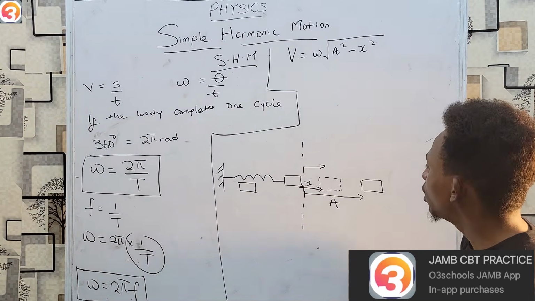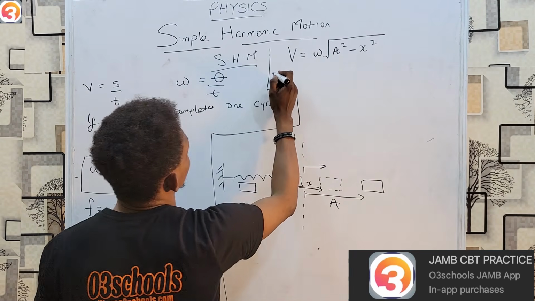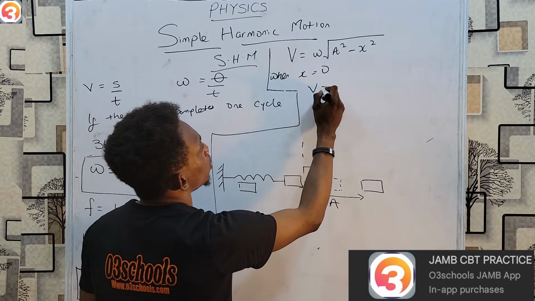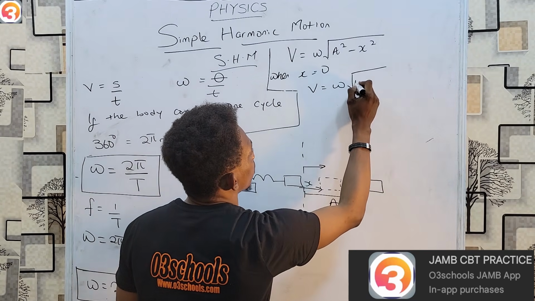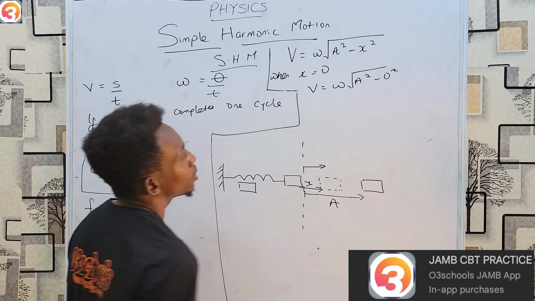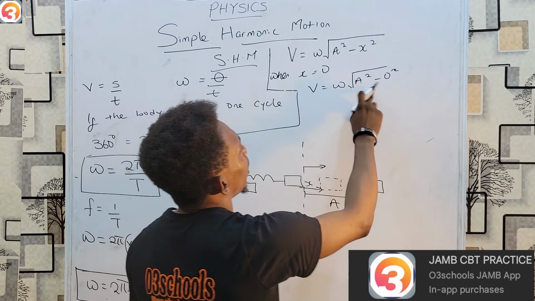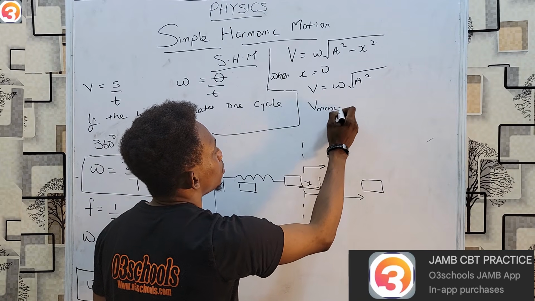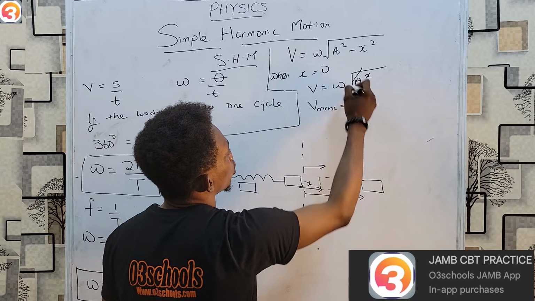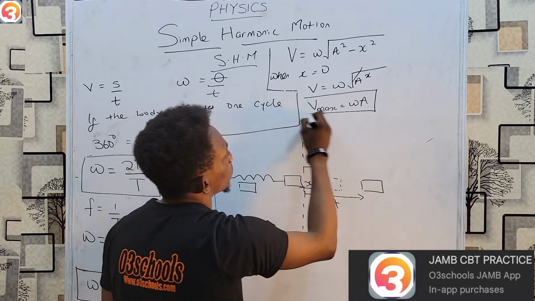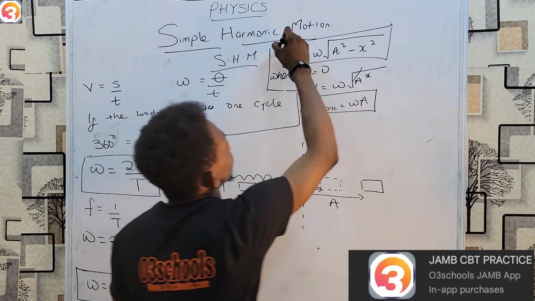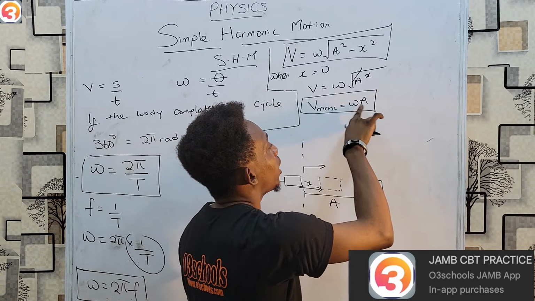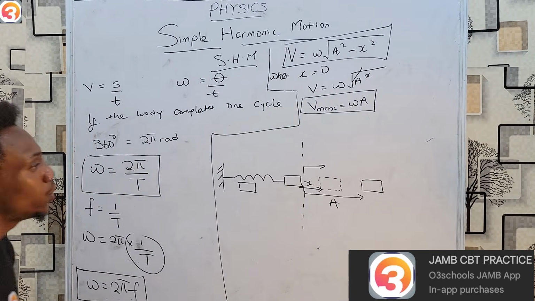But that means a couple things for me. That means when x equals 0, then v must be omega square root of a squared minus 0 squared. 0 squared is 0 obviously, and a squared minus 0 must be a squared. That means that the maximum velocity v max equals omega times a. So this is the general formula for velocity, while the maximum velocity you can get in SHM is always omega times a. That's very, very simple.